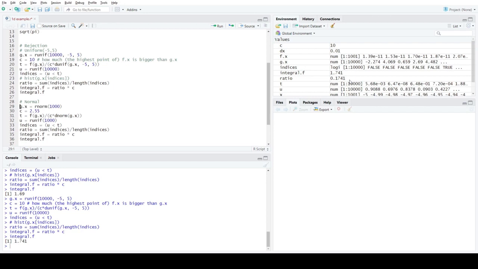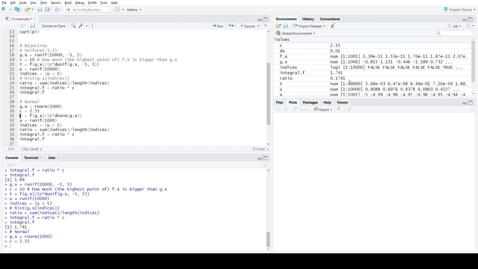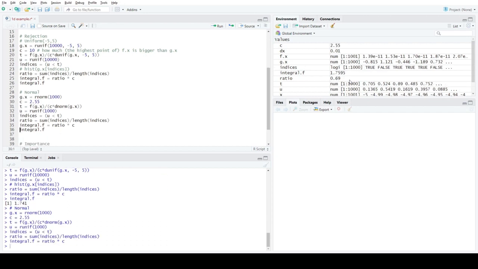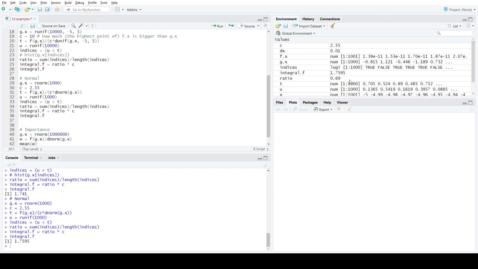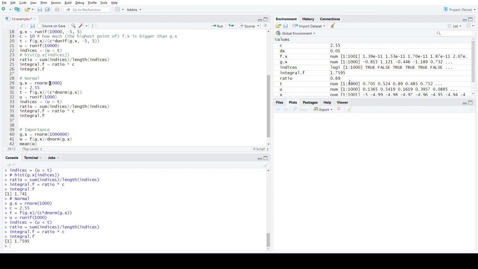Now let's do the same with the normal distribution. So it's exactly the same, only that instead of drawing from the uniform distribution, we draw from the normal distribution, and that our constant this time is 2.55. The rest is exactly the same. And here we got that the approximation to the integral is 1.7595. Now I say approximation, but these methods, if you use enough points, they will converge to the actual exact sum that you are looking for.